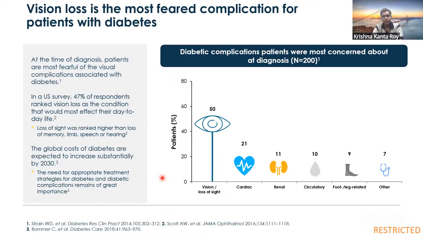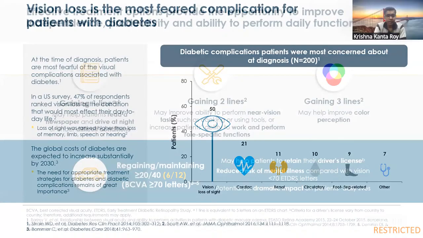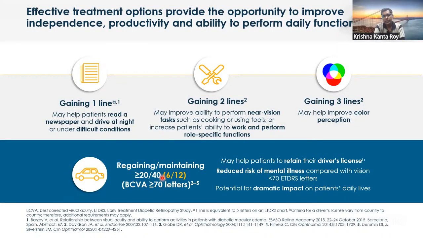So most commonly we get the question, Doctor, I won't go blind, will I? Vision is a very, very important part of their life, mostly in elderly patients. So among diabetes related complications, the most concern is vision loss.